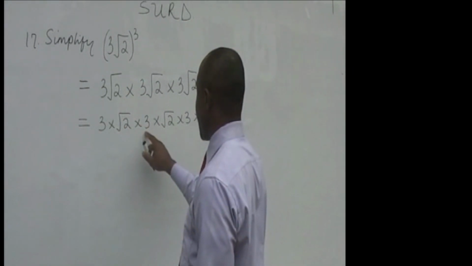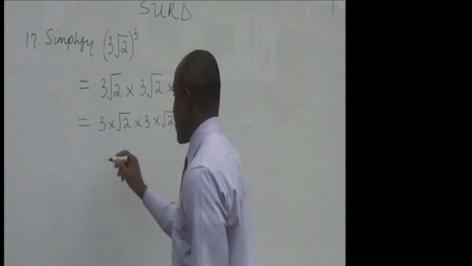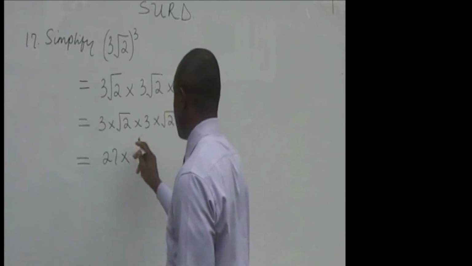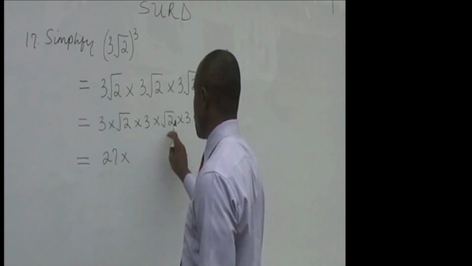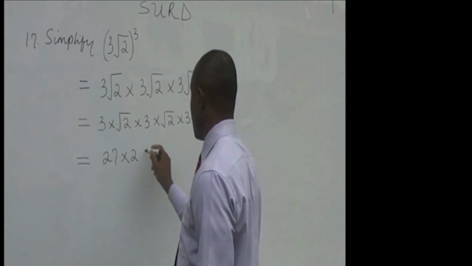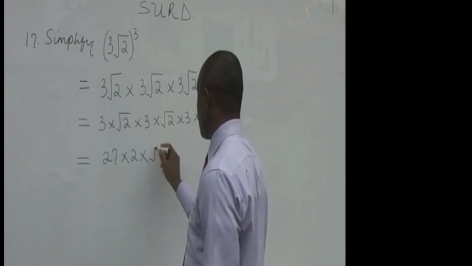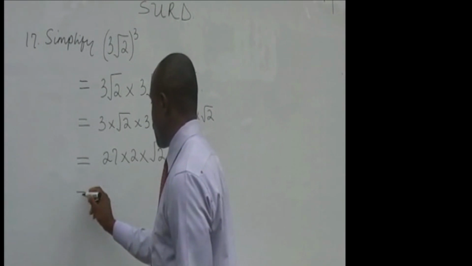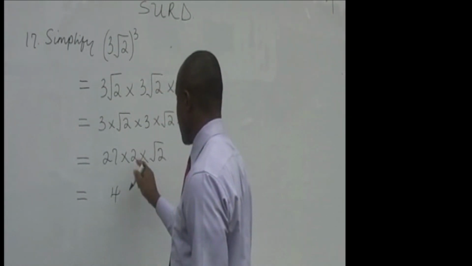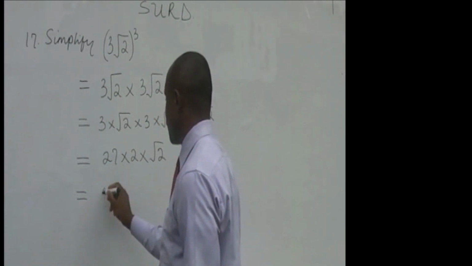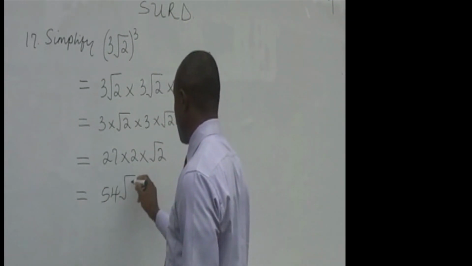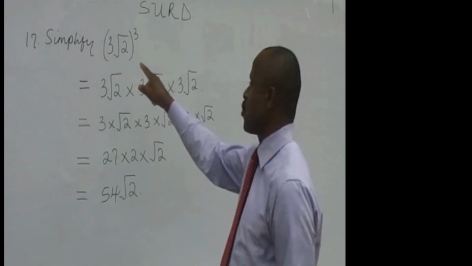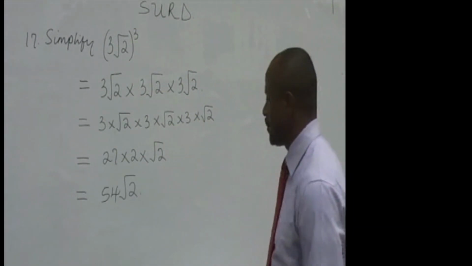3 times 3 is 9. 9 times 3 is 27. So you have 27 times 2. Root 2 times root 2 will give you 2. Then you are now left with only root 2. So 27 times 2. 2 times 7 will give you 14. Raise 1. 2 times 2 is 4 plus 1. You have 5. 54 root 2 becomes the simplest form of 3 root 2 exponent 3.